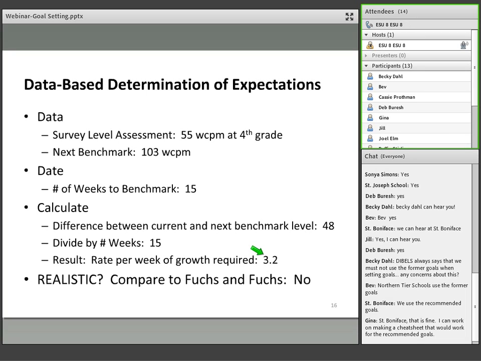Well, if we look at our ambitious standards from Fuchs and Fuchs, a 4th grade student would only be expected to make 1.1 words of growth per week. So expecting 3.2 words per week is too ambitious, which tells us that this goal of 103 is probably not realistic. It's very ambitious, but it wouldn't be realistic to think that the student could get there. So what we would want to do instead is set an individual goal for the student.